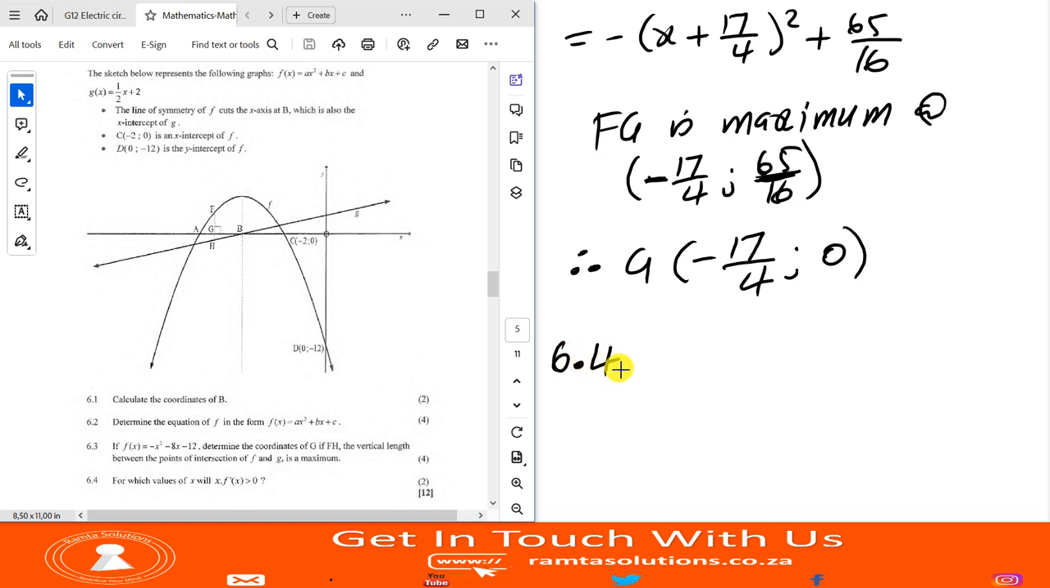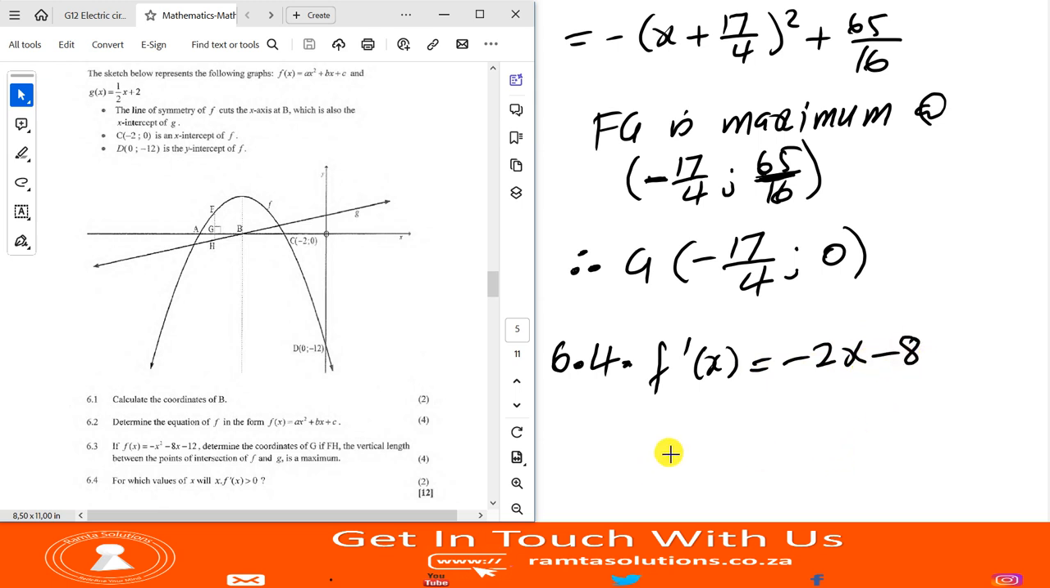6.4, I like it. So 6.4 is saying to us, for which values of x will x times f prime x be greater than 0? Let's check this out. What is f of x? F of x is negative x squared minus 8x minus 12. So what is f prime x? It will be negative 2x minus 8.